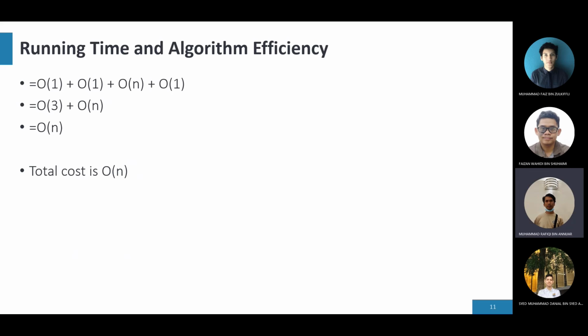Okay, this is how we show the steps. All the Big O(1), O(1), O(n), O(1), we add all of them, we get O(3 plus n), and we cut the constant and we get O(n). The total cost is O(n). Thank you.